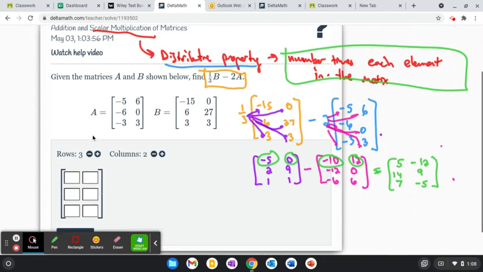All right, and our answer will be a 3 by 2 matrix, 3 rows, 2 columns, because each of the original matrices was a 3 by 2. So we'll go ahead and type those in, and hope we got them all correct.